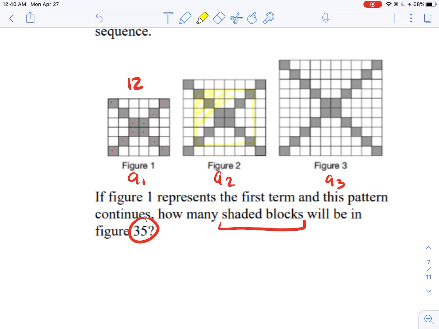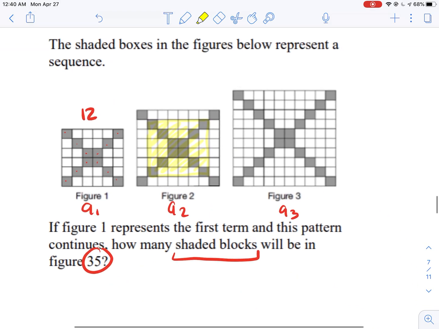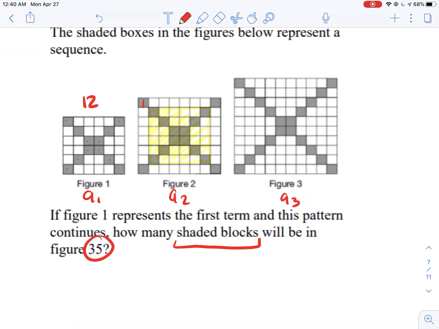If we actually just look at the inside here, this is figure 1. And what did they add to it? Just a row on the outside. So in that row, we have an additional 1, 2, 3, 4 shaded boxes. So this would be 12 plus 4, which is 16 boxes.